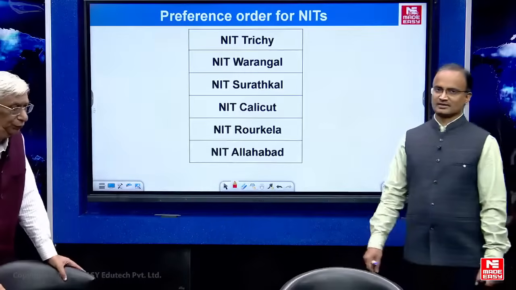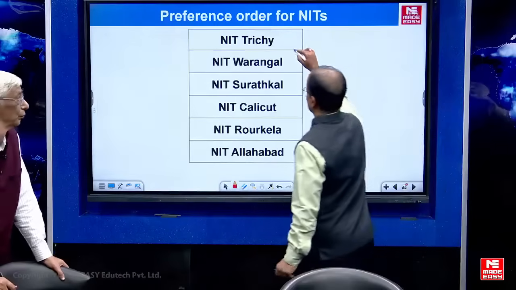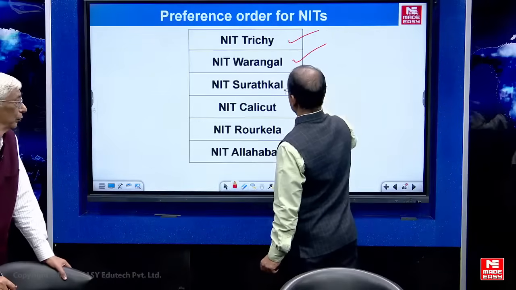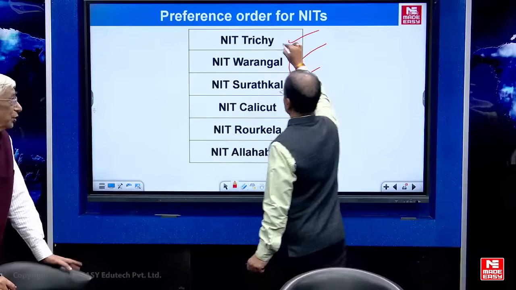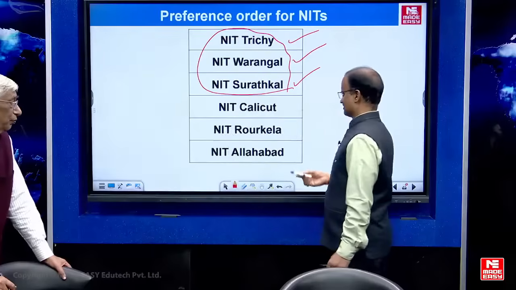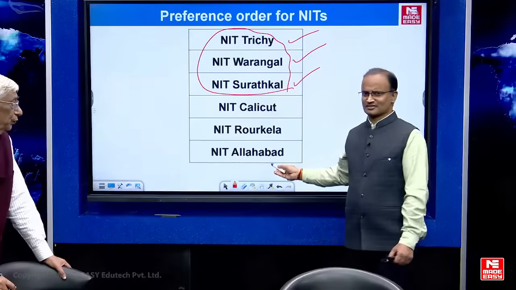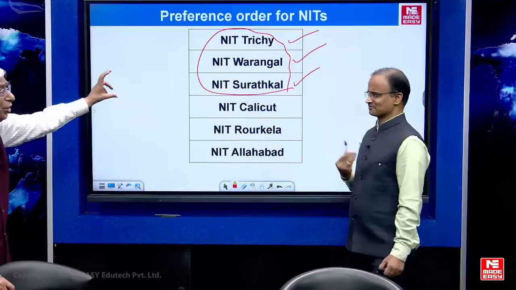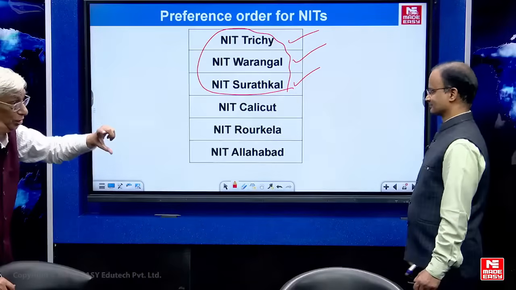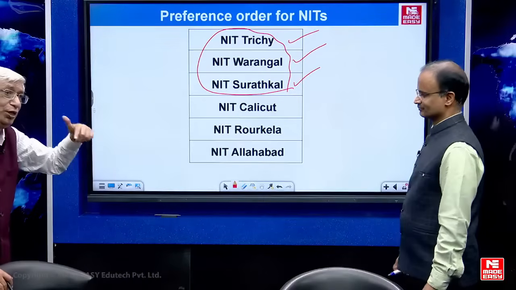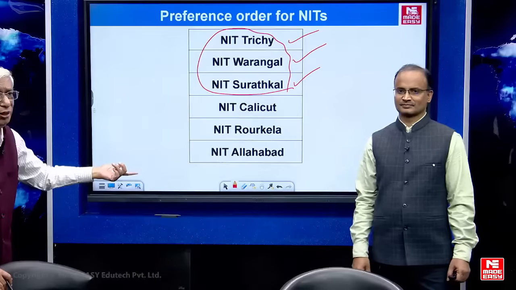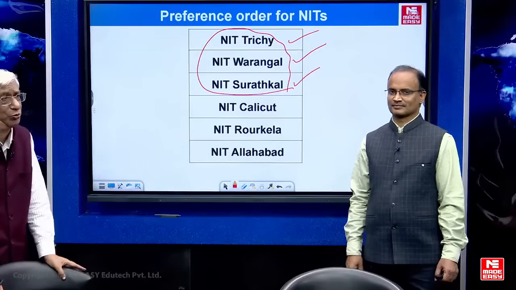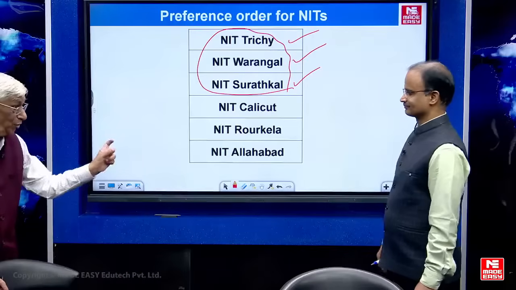Now, if you come to the NITs, the top NITs are Tiruchi, Warangal, and the other one is Surathkal. These are the first three ranks. Now, if you come to these three, we can interchange also. It depends upon the type. Even in the top three, you can interchange depending on your locational preference. Like if you are from Karnataka, you want to prefer studying in Karnataka, maybe Surathkal becomes your top choice. Unless that course is not available.